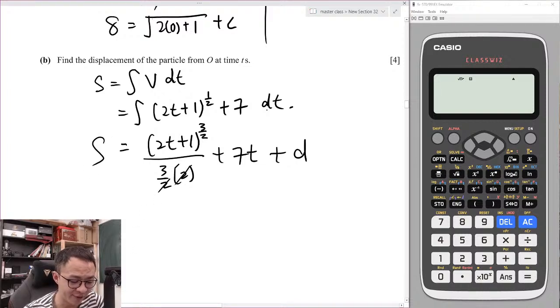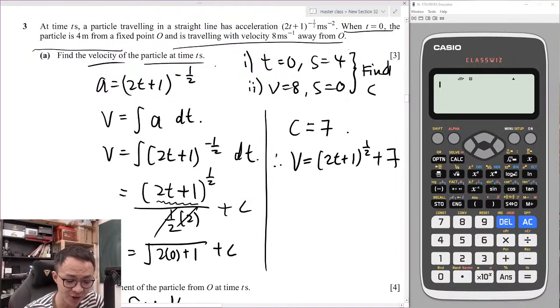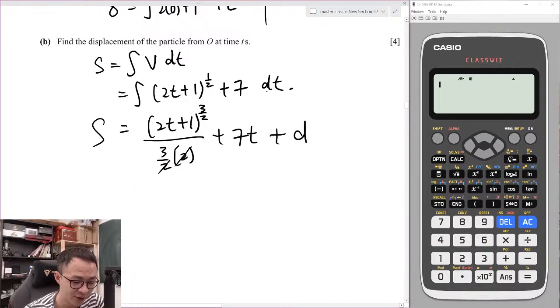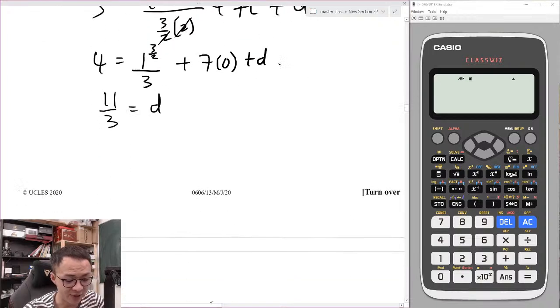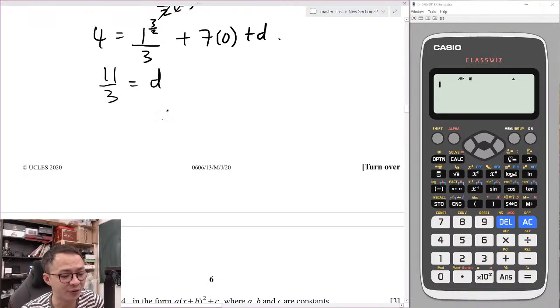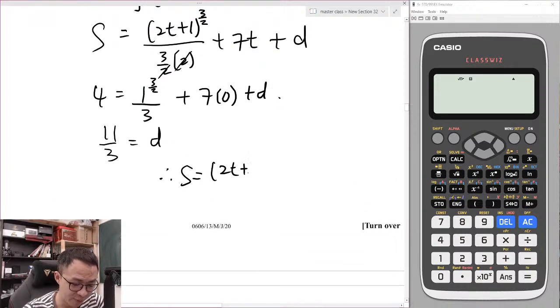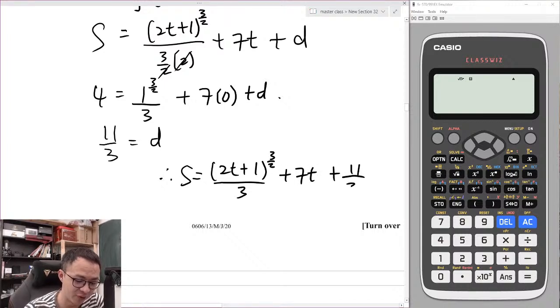So I need a group of information to find d, which is I will use the one with s equals 4, t equals 0. So s equals 4, t equals 0. This is 1 to the power of 3 over 2, over 3, plus 7 times 0, plus d. Alright, this is just 1 over 3. So your d should be equal to 11 over 3. Alright, so therefore, I will rewrite the whole equation. S equals (2t + 1) to the power of 3 over 2, divided by 3, plus 7t, plus 11 over 3.